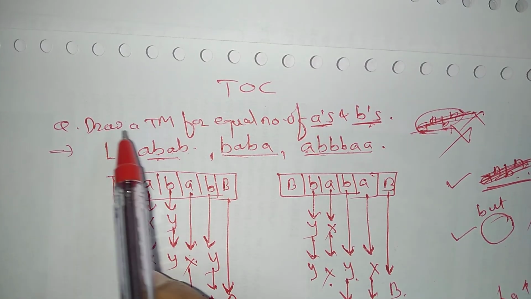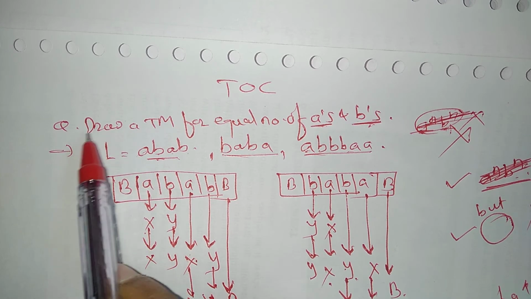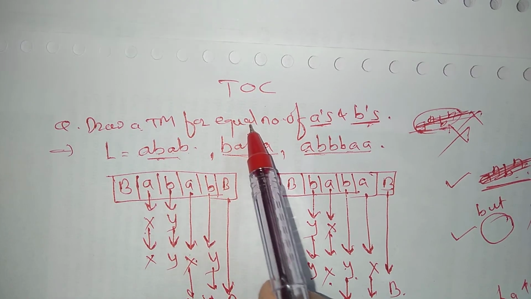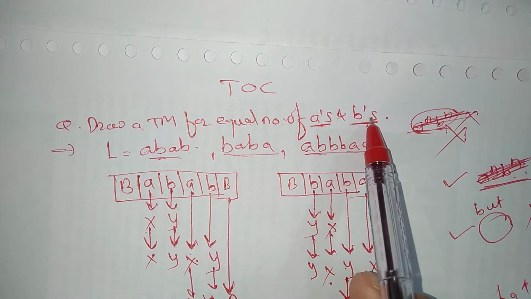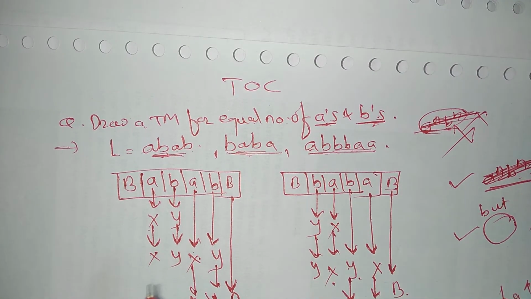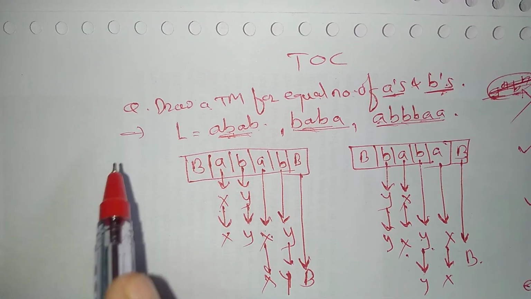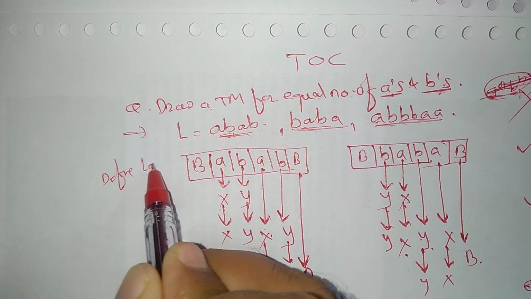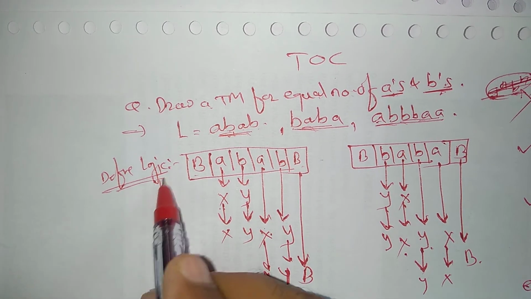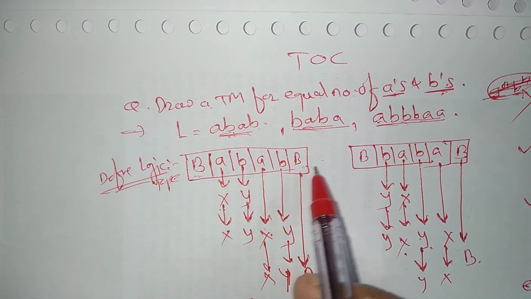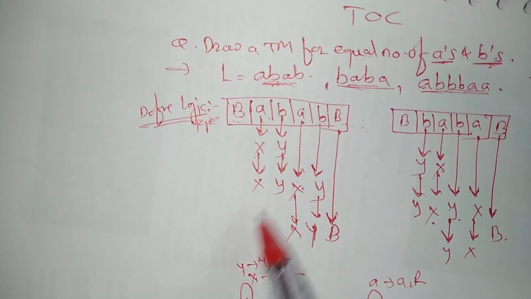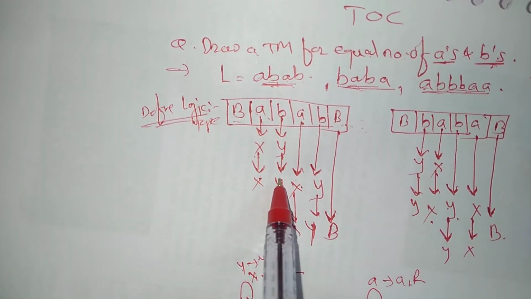Since the first lecture I am saying that first try to understand the problem statement. In the problem statement I have equal number of A and equal number of B. I have defined some languages. After the languages I have to define the logic. In the definition of logic, this is the tape. In the tape we know that it starts and ends with the blank symbol. In between there is a language. This is the logic. A replaced with X, B replaced with Y.